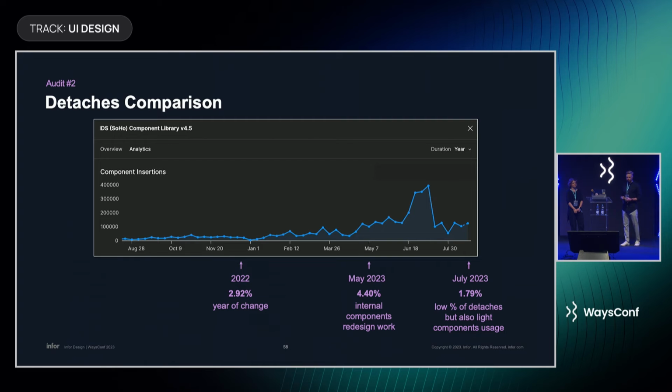Again, for May, there were more detaches, and it might be because we had a lot of internal work. We are creating a new design system. We want to improve some components and create new ones, so we were detaching internally a lot. And in July, we noticed a lower percentage of detaches. The reason might be vacation and holiday time, so there were not too many designers working with our components and our library.